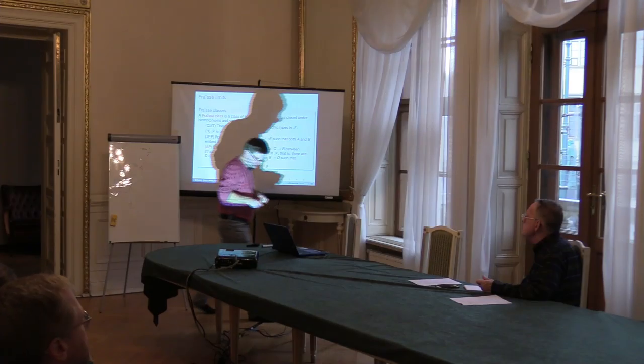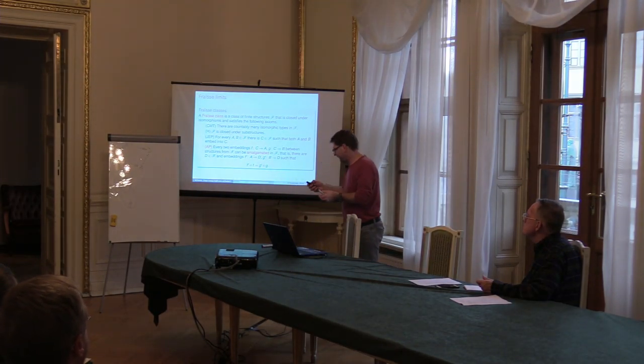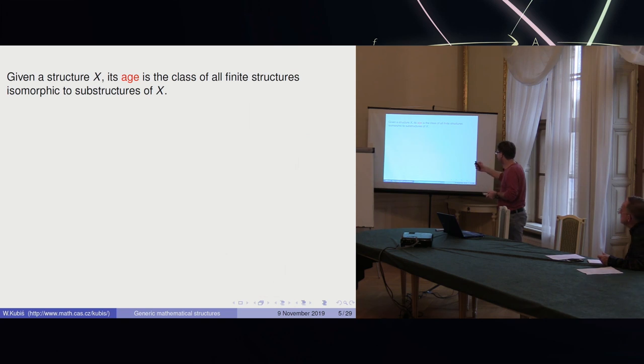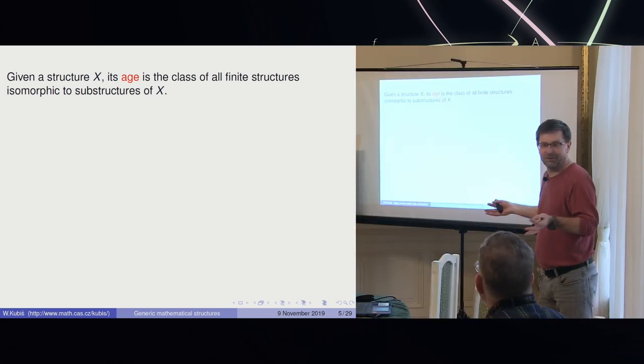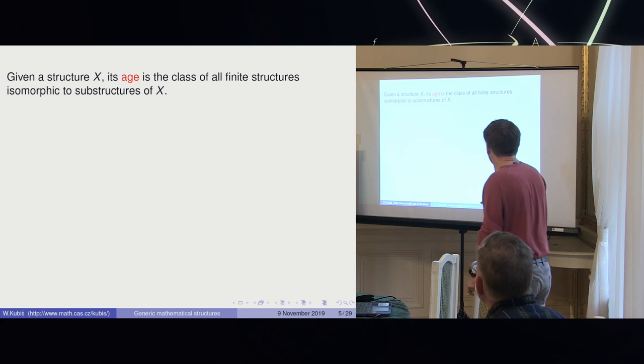Okay, so this is somehow an important thing, and now one more thing that Fraïssé, or maybe people before him, called the age of a structure: all finite structures isomorphic to substructures of X. If you take, for instance, every infinite linearly ordered set, the age is the class of all finite linearly ordered sets. If you take some infinite graph, then the age may not be all finite graphs, of course, depending on how the graph looks.